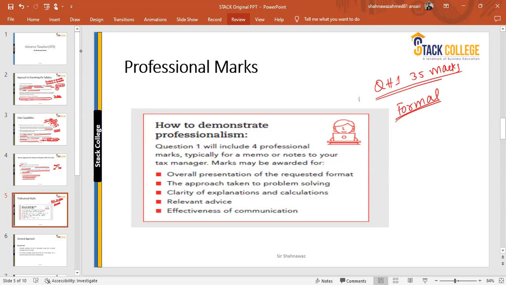The 4 marks are awarded on the basis of overall presentation of the requested format, the approach taken to problem solving, clarity of your explanation and calculation. Your calculation must be legible, your explanation must be clear, your advice relevant, and your communication effective. For example, if you are not following the format, like A part, then B part, then C part, and D part, and the calculation is haphazard, then a few marks will be lost. So in order to get these professional marks, your format, your calculation, your theory, and how you are communicating with the examiner is very important. You can easily get a few marks from these professional marks.